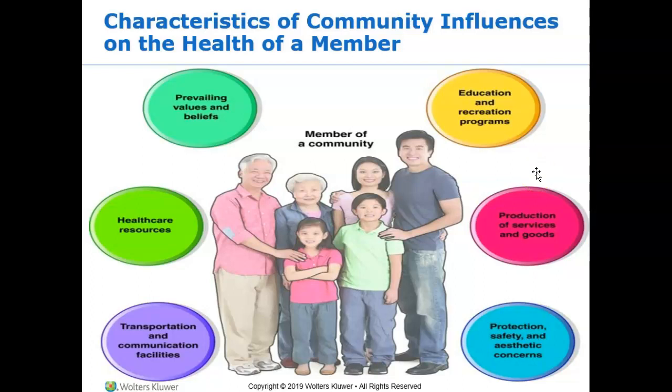So there's the last slide of this PowerPoint that talks about characteristics of community influences on the health of a member of the community. So communities can be a neighborhood in a city. It could be a whole small town, but it's usually people that have common values or goals. I'm trying to think, there's a great definition in the book that I just closed, but it doesn't matter. Here it is right here. What are the characteristics that influence the health? So transportation and communication, healthcare resources, values and beliefs.